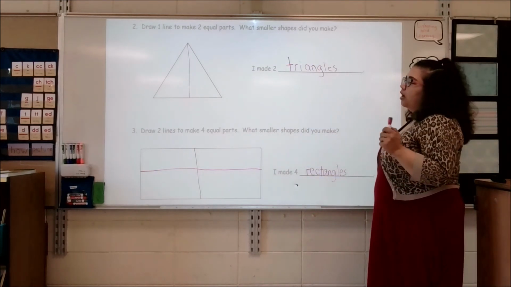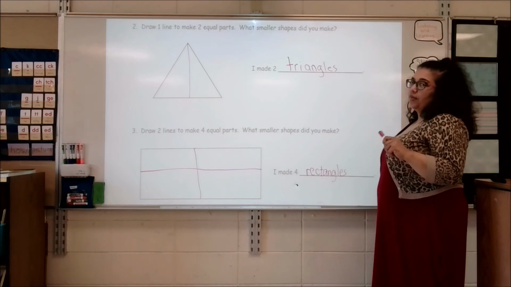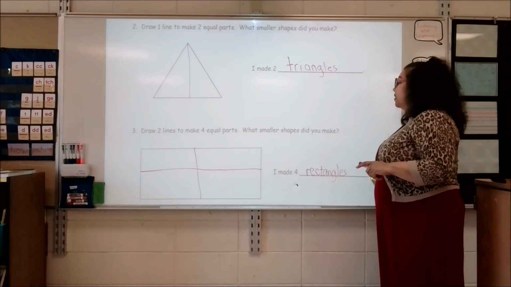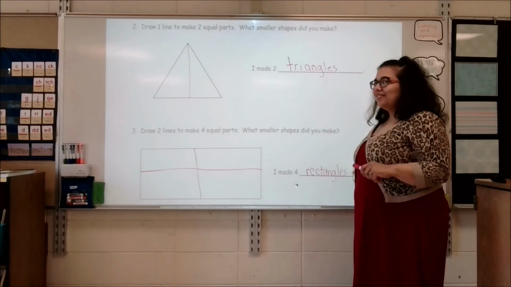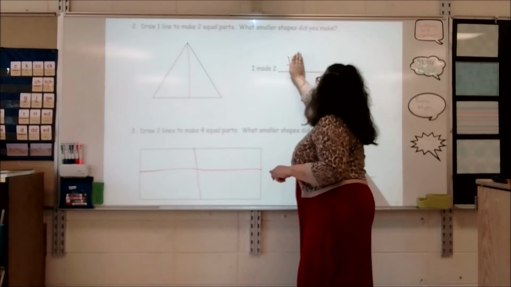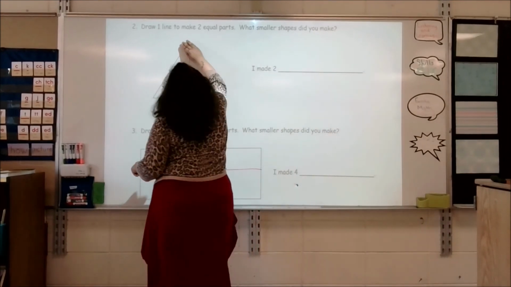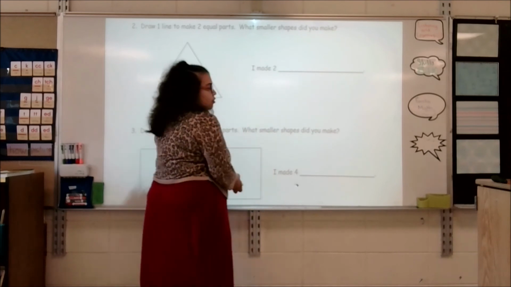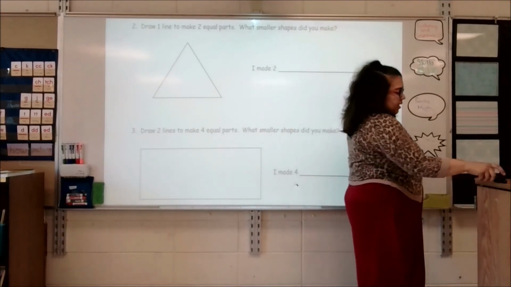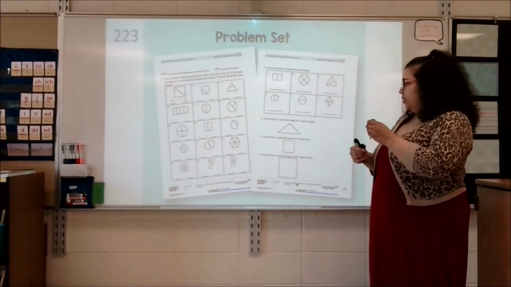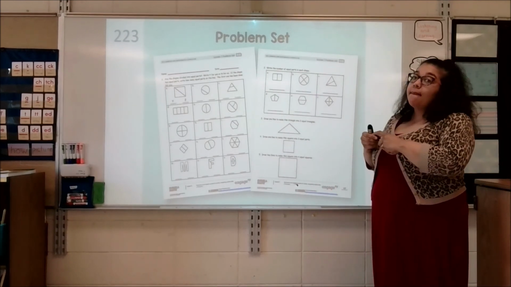Now, we'll talk later on this week about different ways we could have partitioned this larger rectangle into smaller rectangles, and it's going to be kind of fun. But guys, that gets us all set up for us to do some work independently now. You are ready. So let me show you what that is and where to find it. It is page number 223. It is front and back.